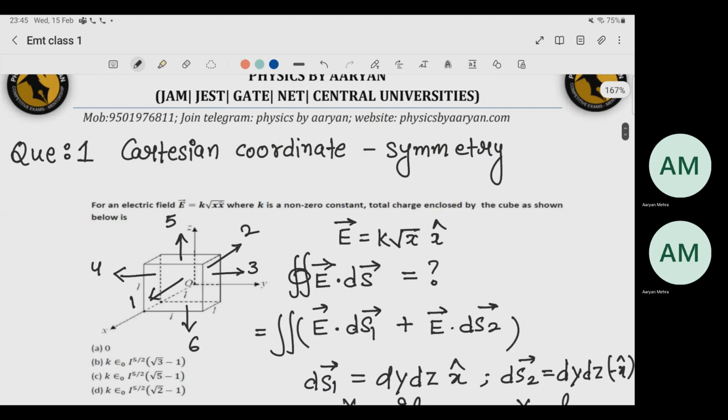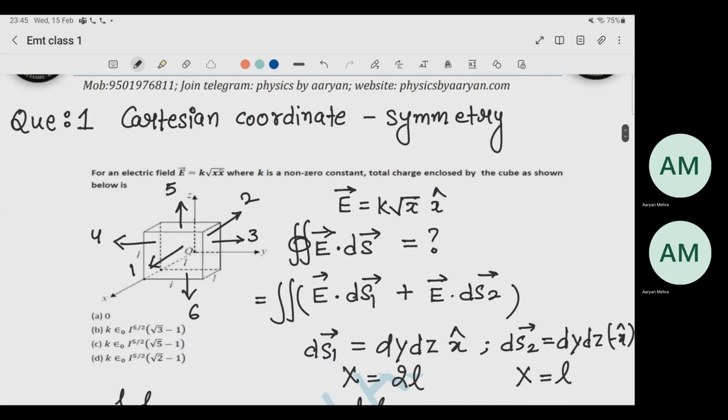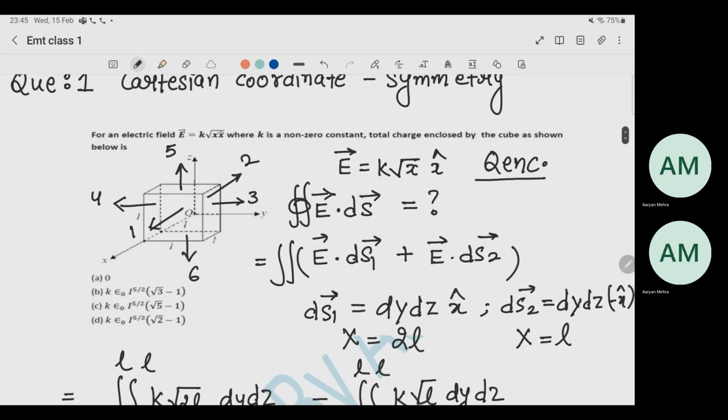So your electric field is along x cap, and you are asked, this is a surface in front of you, what will be the charge enclosed in this surface. Electric field is given, charge enclosed is asked. So directly we know that Gauss's law should be applied. How do we actually solve this problem? If we have to find q enclosed, we have to find the E dot dS. How do we find the E dot dS?